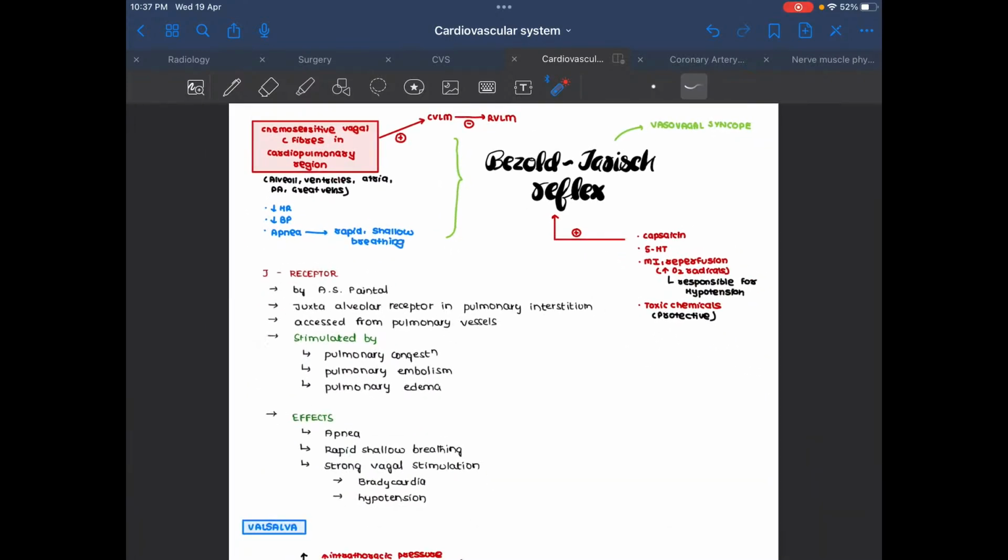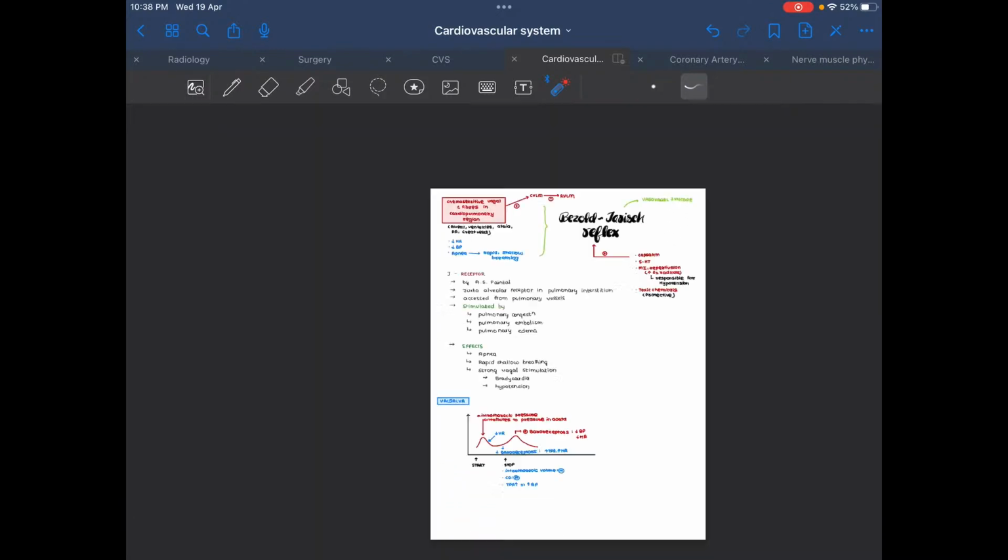Okay, it might even lead to a vasovagal syncope. So one of the triggers for your vasovagal syncope might be emotions, an increased amount of spicy food, or any kind of nociceptive stimulus. All of that, the hypotension that occurs in your vasovagal syncope, is mediated by the Bezold-Jarisch reflex. Okay, very important.